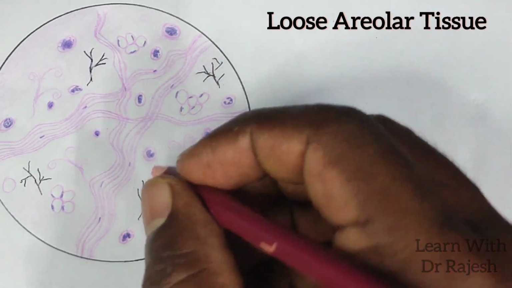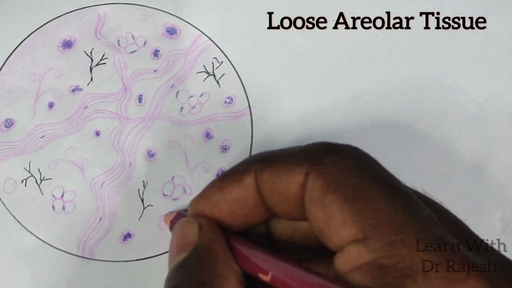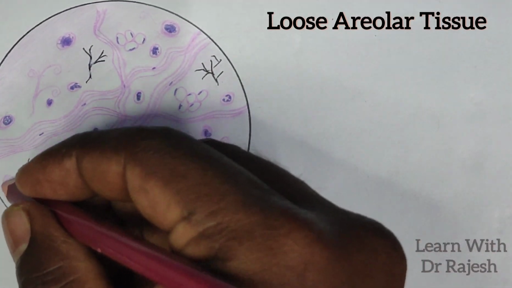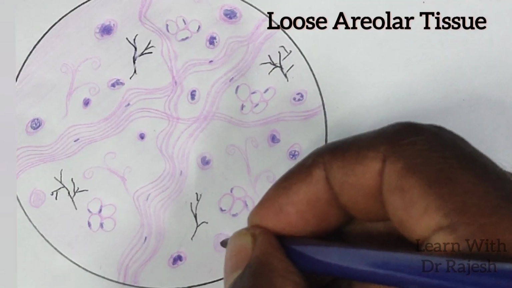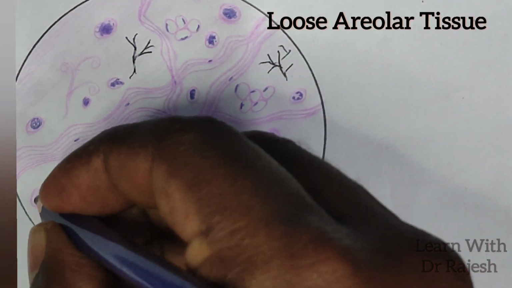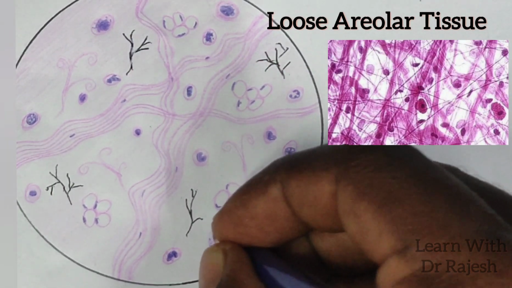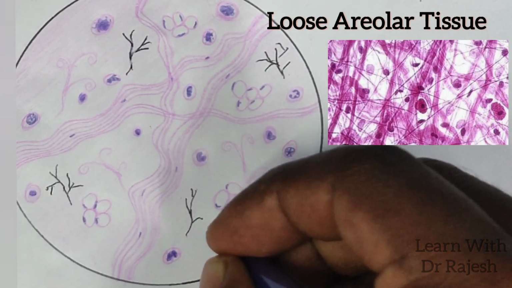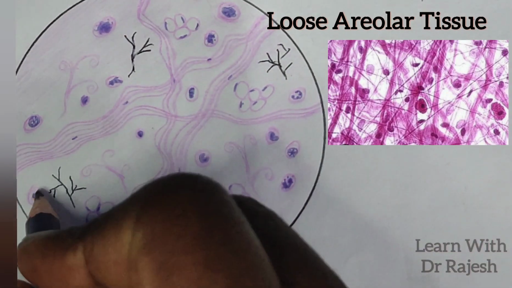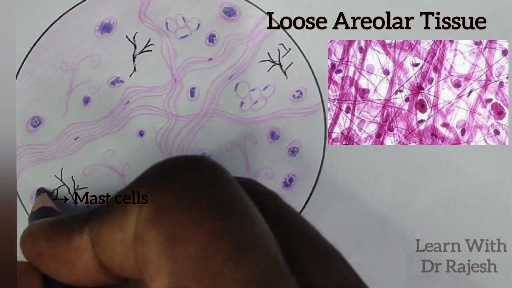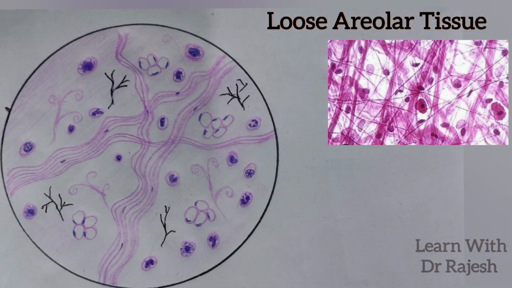The last type of cell we are going to introduce here is mast cells. These are rounded or oval cells which will have a centrally placed nucleus, and there will be multiple hematoxylin granules, or multiple basophilic granules, which will be so numerous they can even mask the appearance of the nucleus. So what you are drawing is the granules. This is loose areolar tissue.